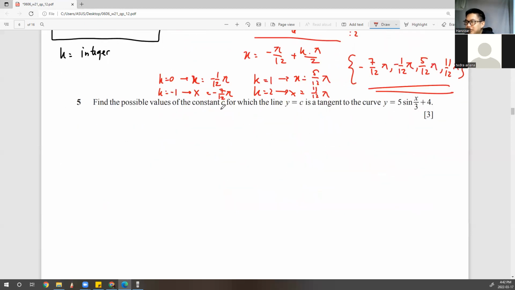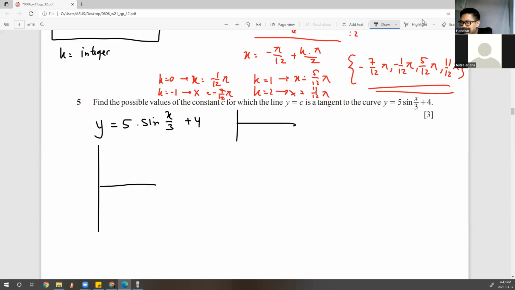Find the possible values of the constant c for which the line y equals c is a tangent to the curve. Okay, write down first the curve. So y equals 5 sine x over 3 plus 4. How do you draw the graph? Remember the drawing? So this will be our basic formula. The mother formula of sine is this, right? This is pi. This is 2 pi. This is y equals sine x.